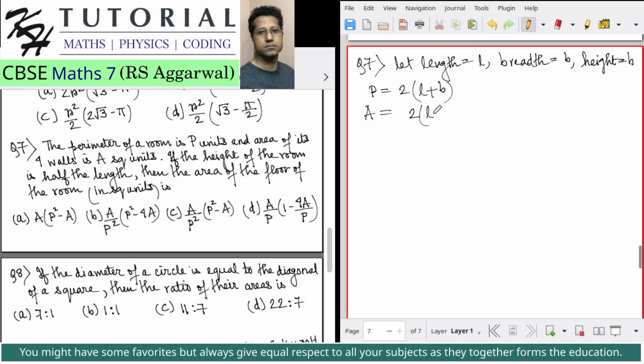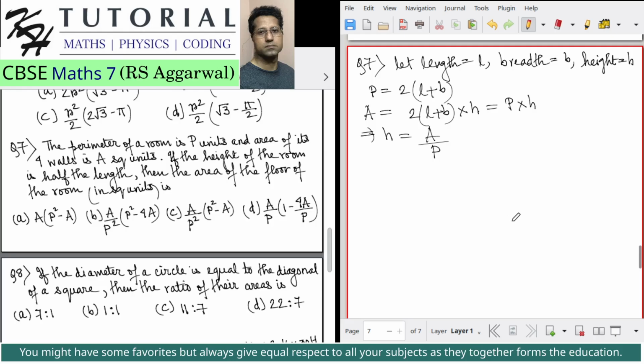2 into (length plus breadth) multiplied by H. Now 2 into (length plus breadth) is nothing but the perimeter. So the area of the four walls of a room is nothing but the perimeter of the floor multiplied by H. So from here we can find H is A by P. So we know the height of the room is A by P.